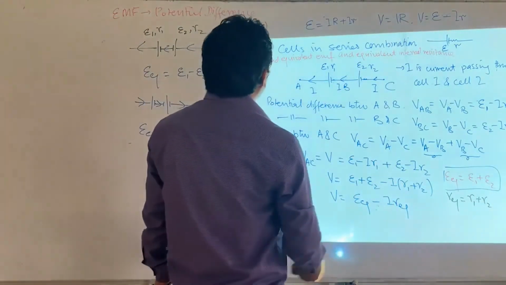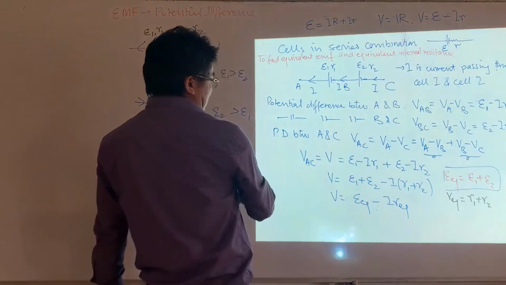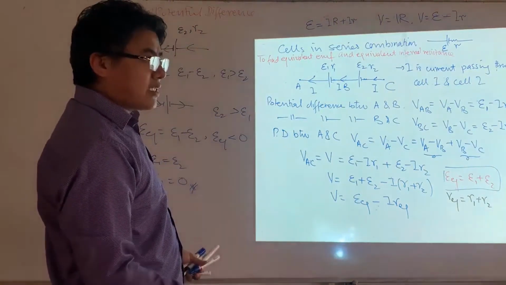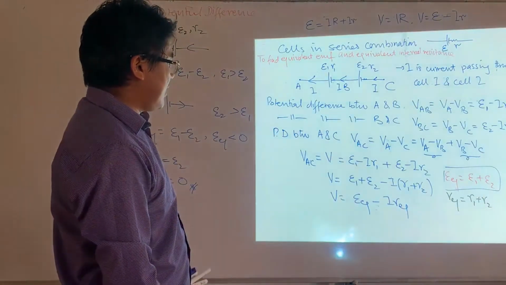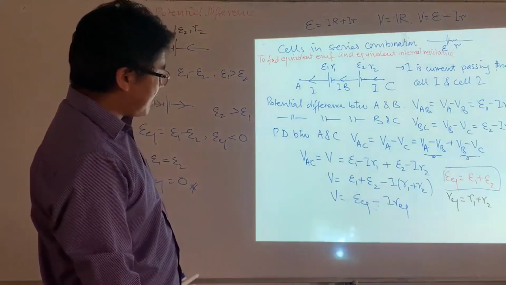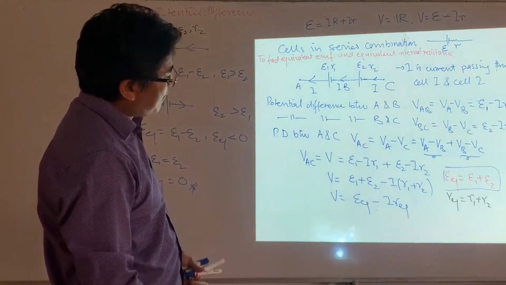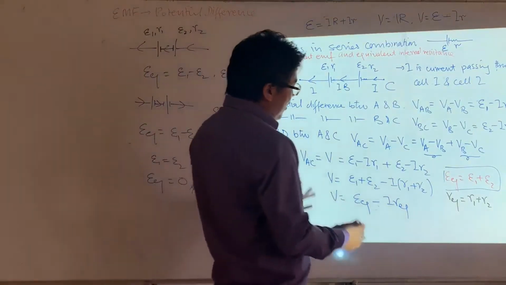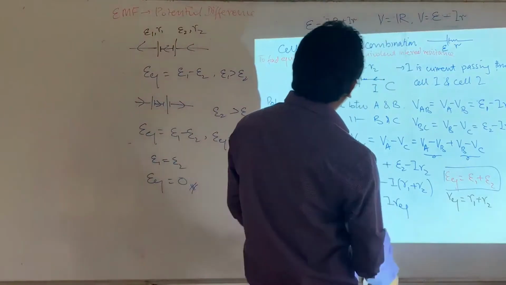Now I would like to do cells in parallel combination. And you can work this out for 3 cells also. Equivalent internal resistance is going to be R1 plus R2 plus R3, and then EMF is going to be EMF 1 plus EMF 2 plus EMF 3. Okay.